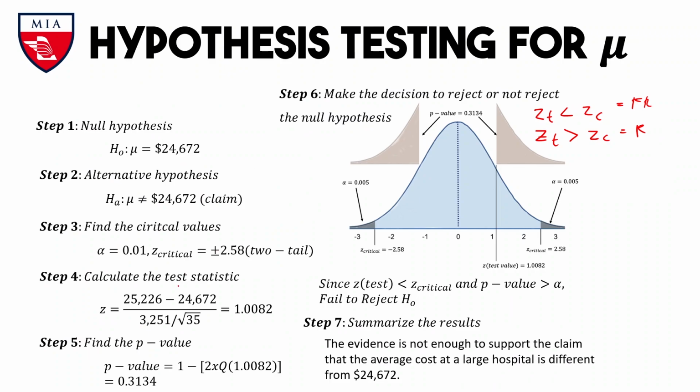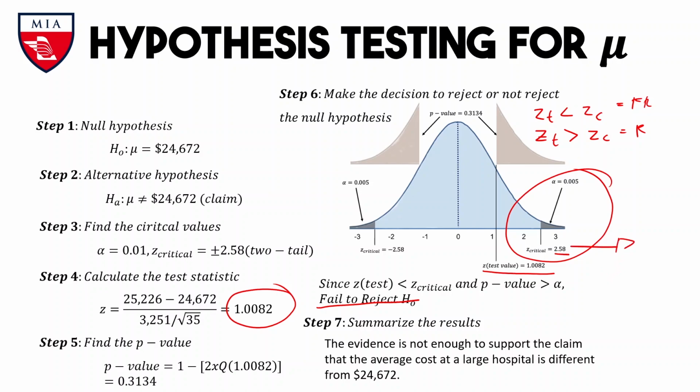Here we have positive. So in our case, we depend on the positive value. For the example, our Z critical is 2.58 and our Z test value is 1.0082. So we fail to reject in this example, because the value of our Z test is not in the critical region, because the critical region starts from 2.58 onwards to infinity.